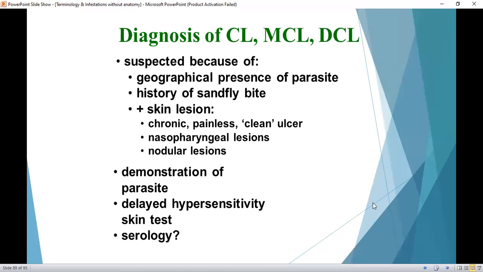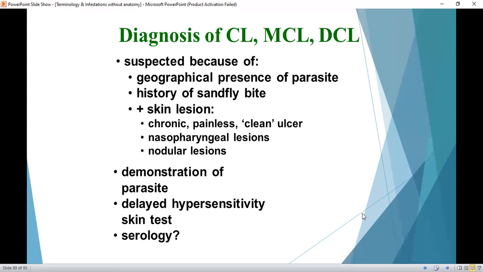In our part of the world, in Pakistan, usually interior Balochistan, and even KPK, patients come from these areas and they have a history of sandfly bite. They often tell you that they went to the village and when they returned, they developed this lesion. Often they don't even remember the bite, if any.